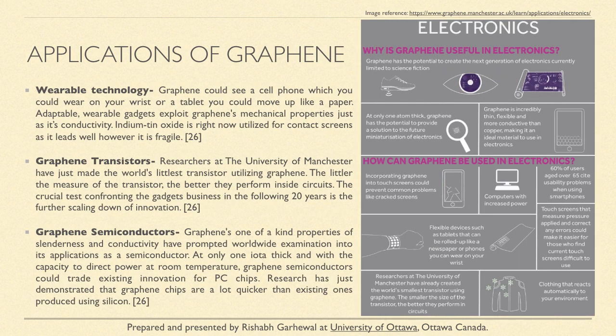Wearable technology. Graphene could see in a smartphone which you could wear on your wrist, or a tablet you could roll up like a newspaper. Flexible wearable electronics take advantage of graphene's mechanical properties as well as its conductivity. Indium tin oxide is currently used for touch screens as it conducts well, but it is brittle.